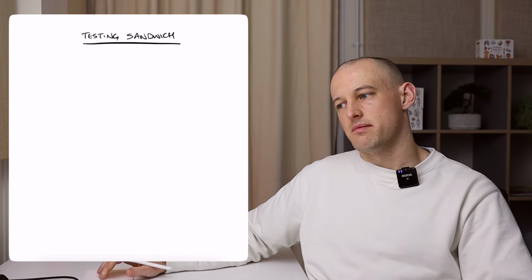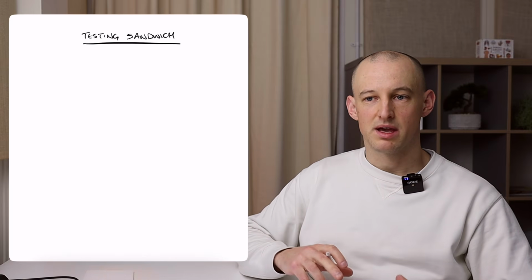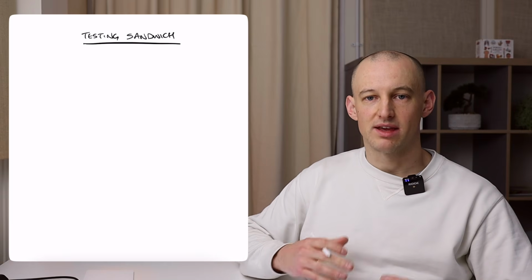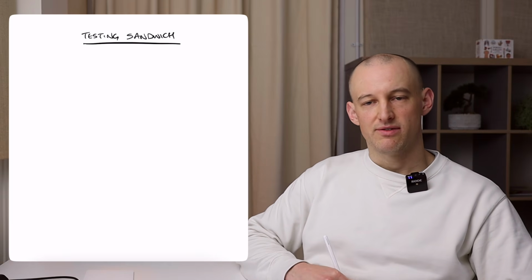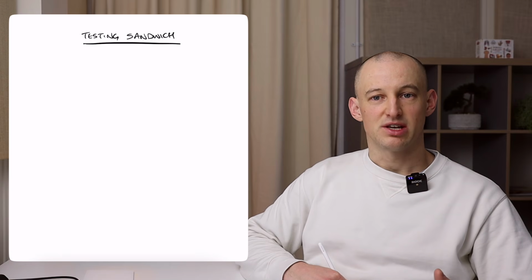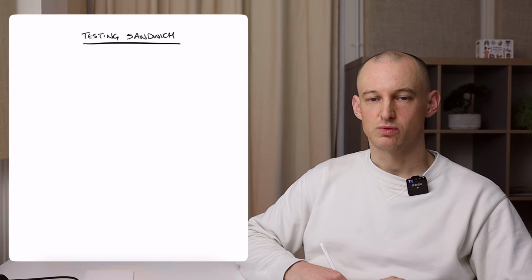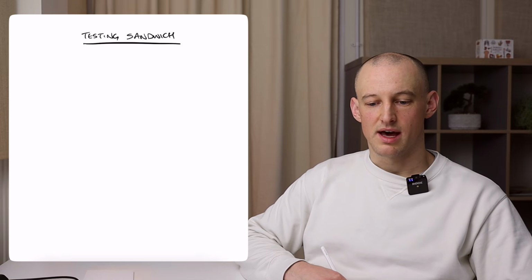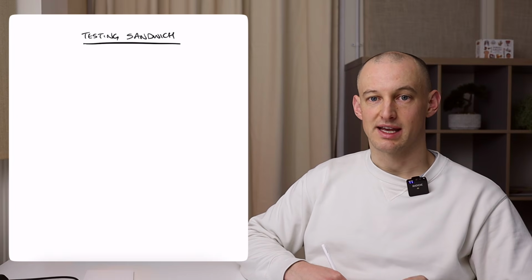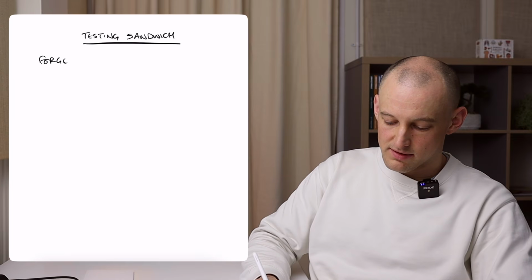So there's a couple of really important principles that are worth knowing about so you understand why you're doing the testing sandwich. If you're just doing it because somebody told you to do it, I don't think that's necessarily a good reason to do it. I think it's worth having a really good reason and understanding of why you're implementing it like this. So the first thing is the forgetting curve.